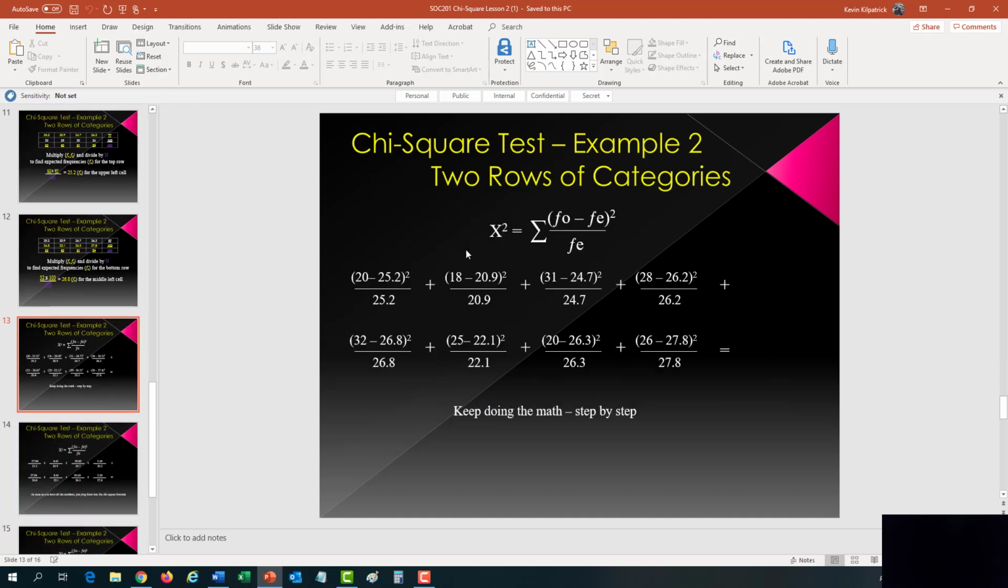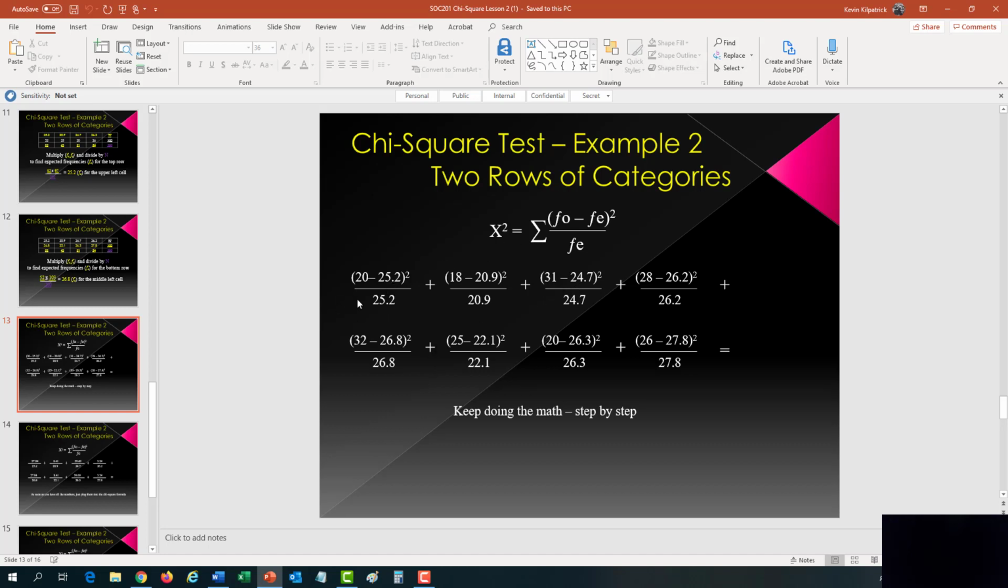And then it's just a matter of doing the same thing we did in the first problem, but here you just have more fractions. There's two rows. So you have fractions for the top row and a group of fractions for the bottom row. Okay? Just set them up, work steady, stay calm, and do each fraction with the observed and expected frequency for that particular cell in the table.